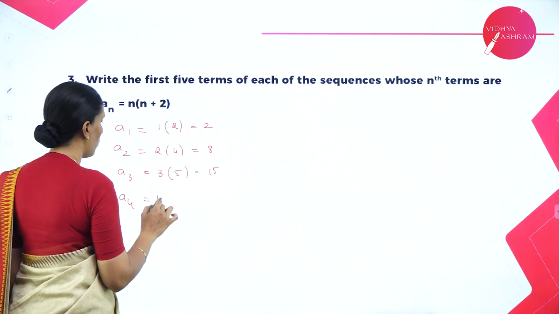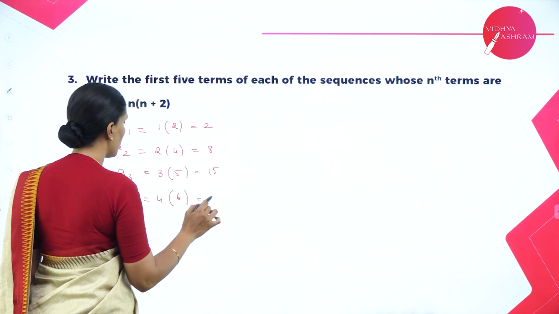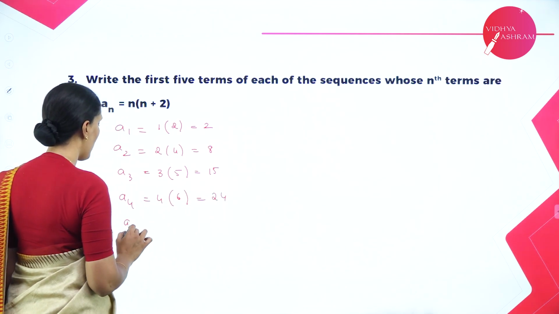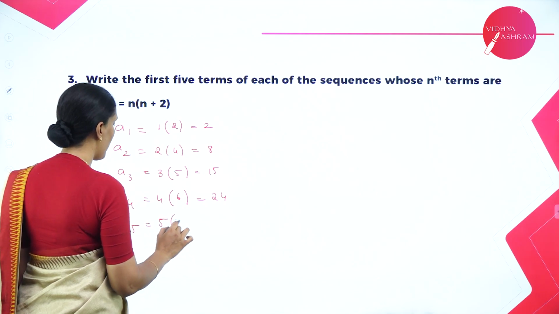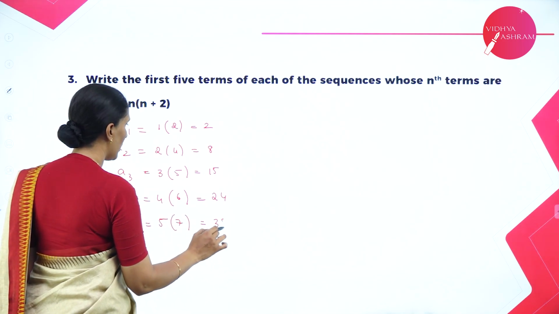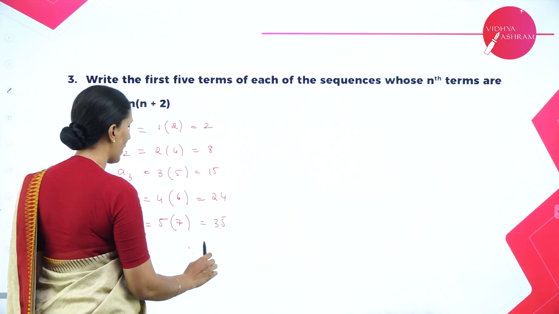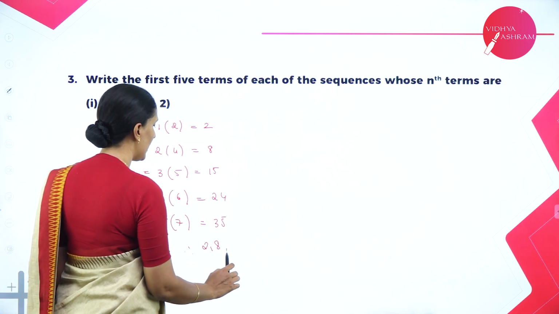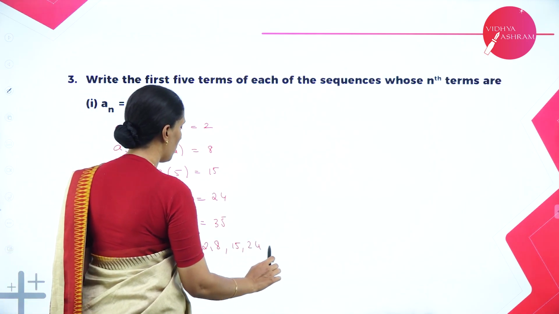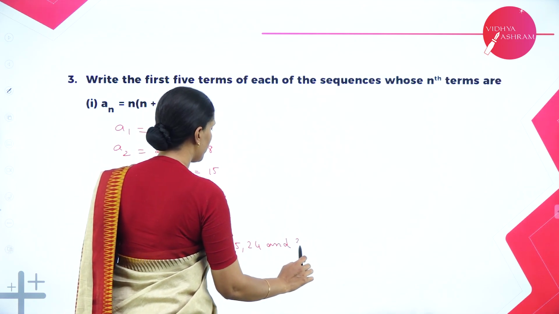A4: 4 into (4 + 2), 24. A5: 5 into (5 + 2), which is equal to 35. So therefore, the first 5 terms are 3, 8, 15, 24 and 35.